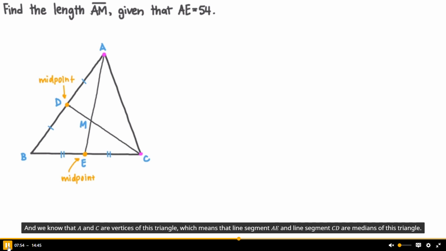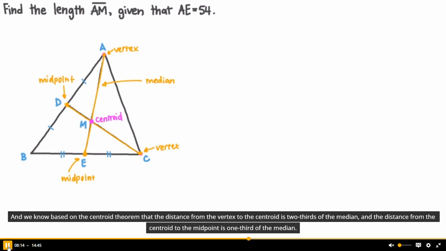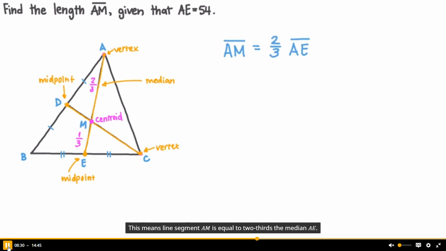And we know that A and C are vertices of the triangle, which means the line segment AE and the line segment CD are medians of this triangle. The place where medians intersect inside a triangle is called the point of concurrency, or the centroid. And based on our centroid theorem, the distance from the vertex to the centroid is 2/3 of the median, and the distance from the centroid to the midpoint is 1/3 of the median.